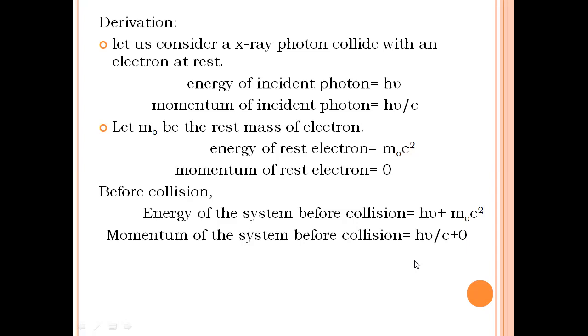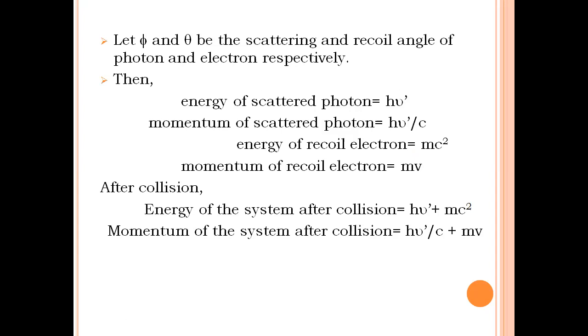Now, after the collision of photon with a rest electron, let the photon be scattered with an angle of phi and the electron be scattered with an angle theta. Therefore, phi is called scattering angle and theta is called recoiling angle. Now, energy of the scattered photon will be equal to h nu prime. As we had taken incident photon as nu, here we consider scattered photon as nu prime. Momentum of scattered photon will be equal to h nu prime by c.